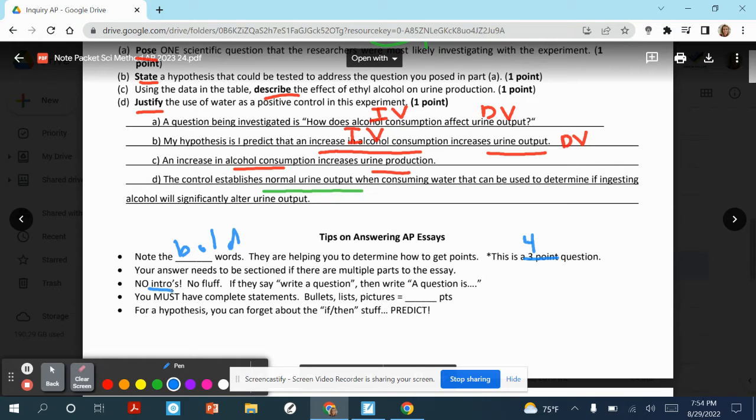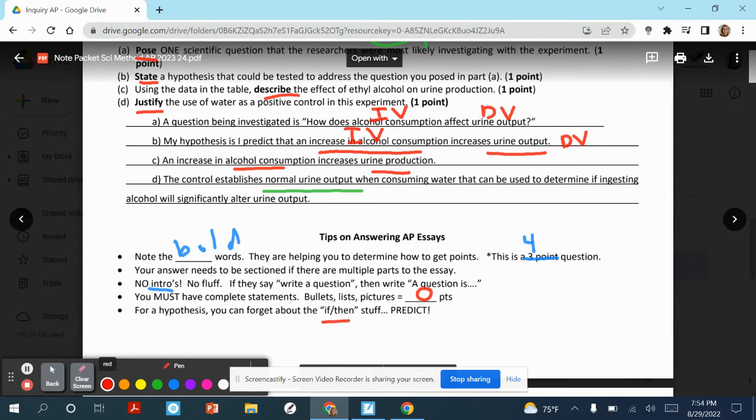Also, note every single answer that I have there, A, B, C, and D, they're all complete statements. If you just give a word, or if you draw a picture, or you make a list or bullet points and they're not complete statements, then you're going to get 0 points. For example, let's say there was an E and it said identify the dependent variable. So in your answer, if you just said E and then you wrote urine output, you would get 0 points. You have to indicate that the dependent variable would be urine output.